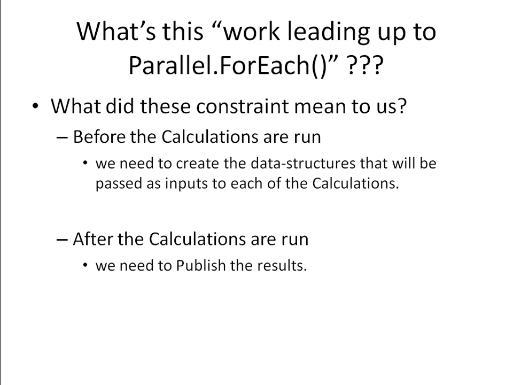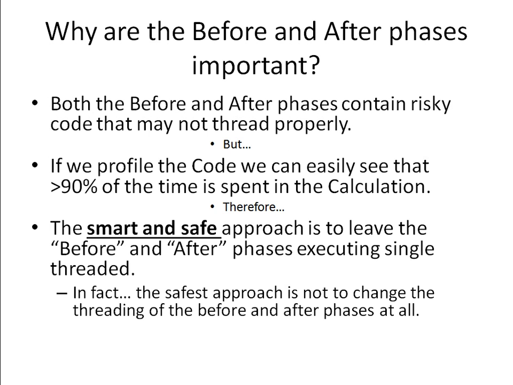And believe it or not, some of that code is interacting with the UI. Find me the current setting for this. Find me the current setting for that. So I could have tried to parallelize that code, but it didn't make a lot of sense. And the reason why is that if we put this under the microscope, we find that 90% of the time is spent in the calculation. It's not spent in that before and after phase.